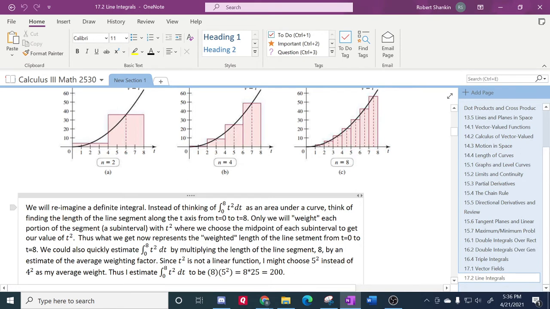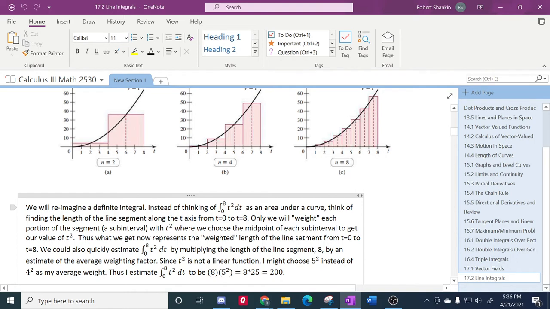Thus, what we get now represents the weighted length of the line segment from t equals 0 to t equals 8. We can also quickly estimate the integral from 0 to 8 of t squared dt by multiplying the length of the line segment, which is 8, by an estimate of the average weighting factor.